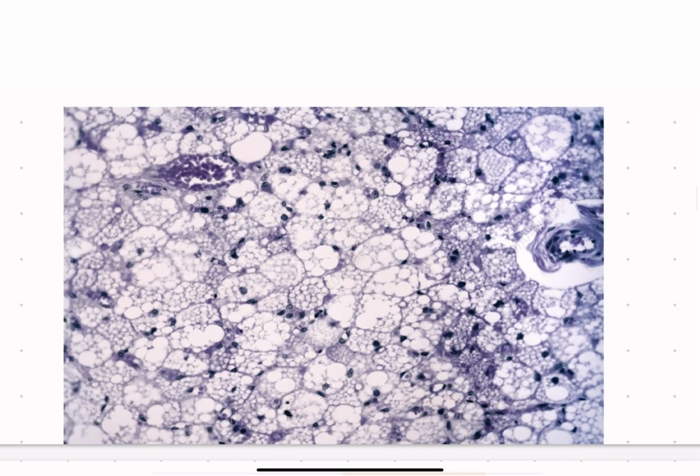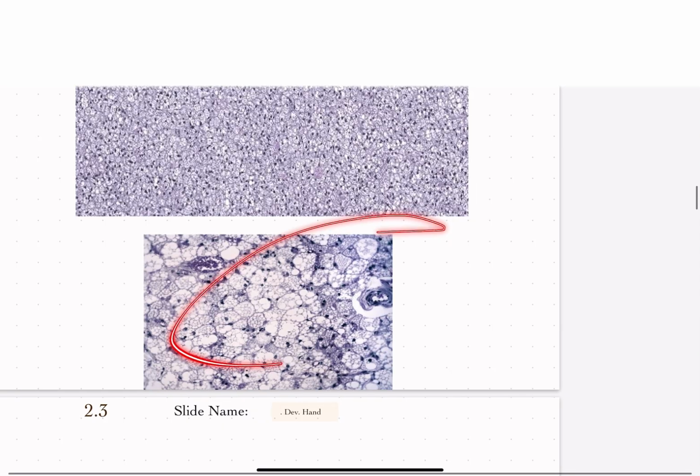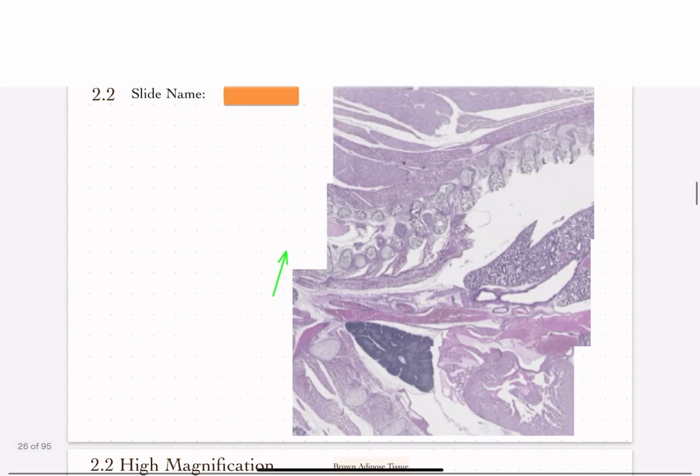But zooming further in, you can actually see all of the individual brown adipose cells with the lipid inclusions within. You can also see a white adipose cell just peeking through a little bit, scattered about in the brown adipose tissue. But that's how brown adipose tissue looks.